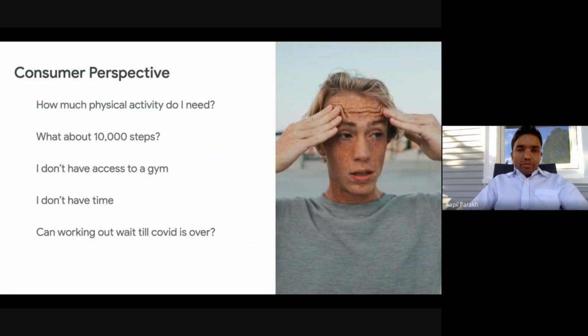This can lead to frustration in consumers because this is a fairly complicated construct. They are also exposed to messages in the media and from friends, etc., about things like steps, 10,000 steps, that is not in the guidelines. They may be worried that they don't have access to a gym, they don't have time, and of course, we're all dealing with COVID-19, and so how can they sort of get around this?